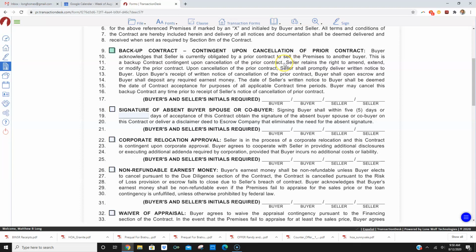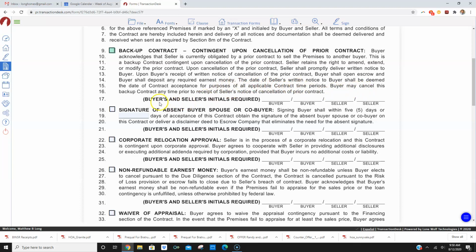Some of us might be tempted to end there. This is why we have attorneys do this, because it continues. Seller retains the right to amend, extend, or modify the prior contract. Upon cancellation of the prior contract, seller shall promptly deliver written notice to buyer. Upon buyer's receipt of written notice of cancellation of the prior contract, buyer shall open escrow and deposit any required earnest money. The date of seller's written notice to buyer shall be deemed the date of contract acceptance for purposes of all applicable contract time periods.